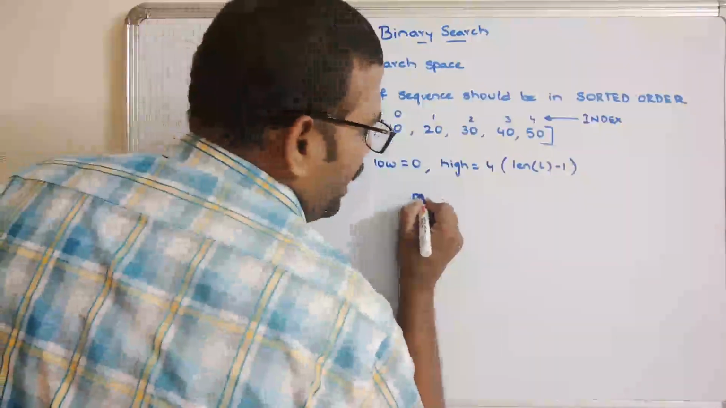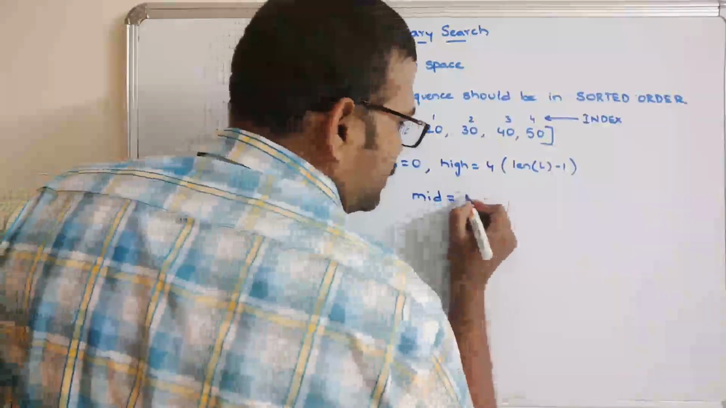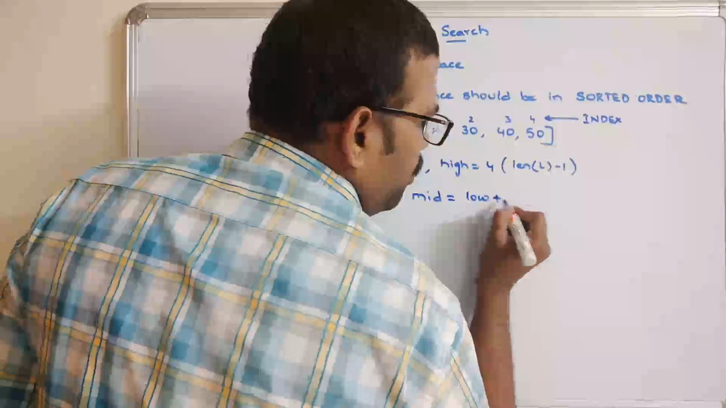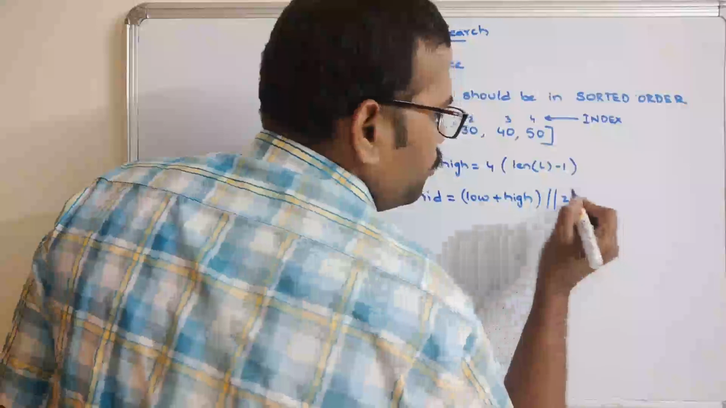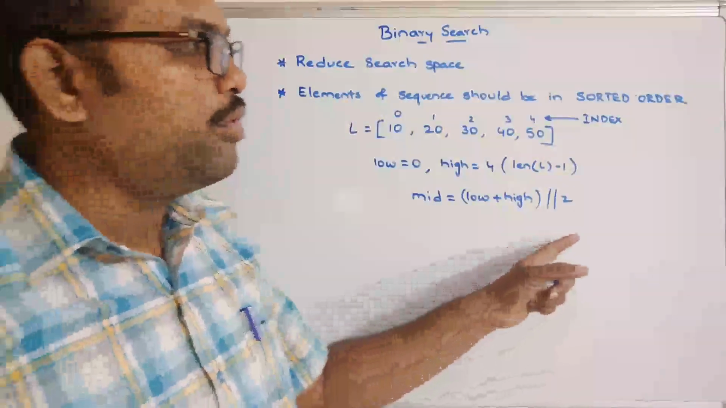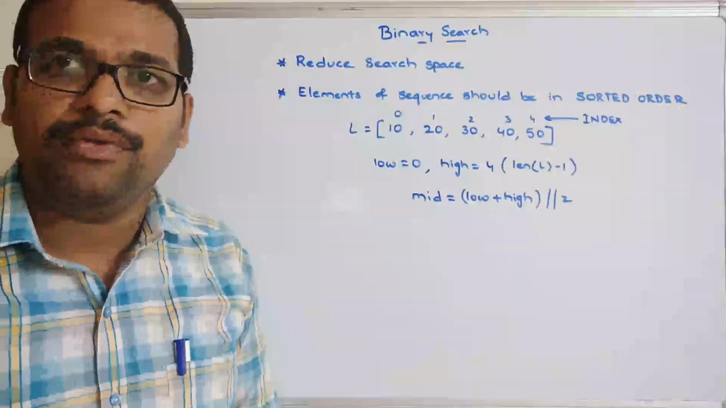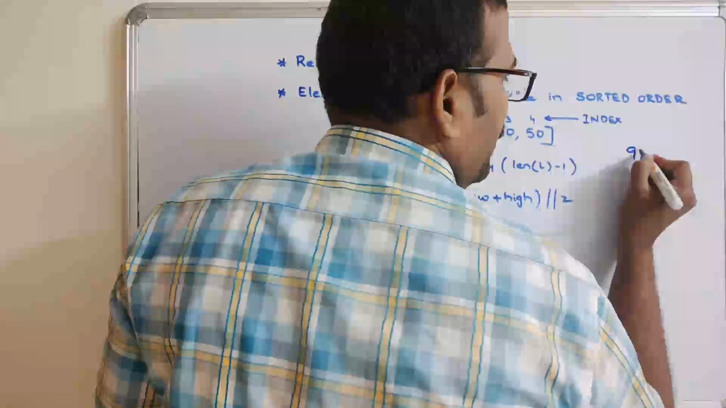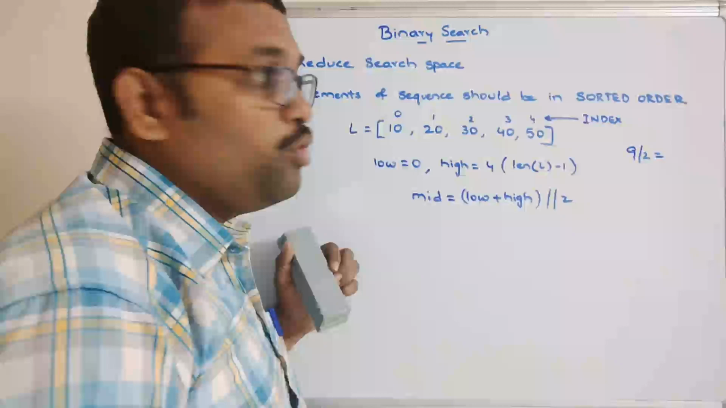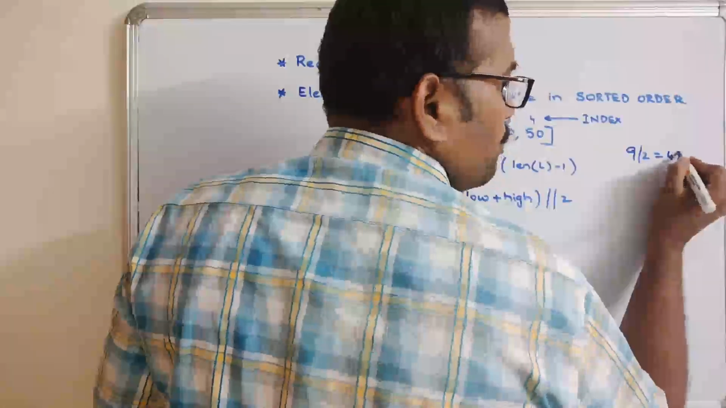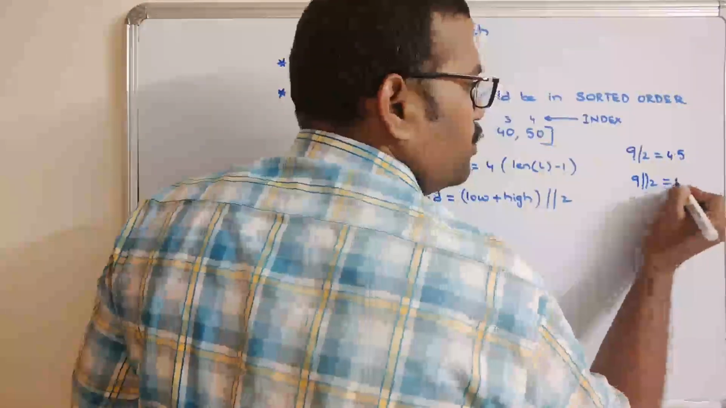Then we have to calculate the middle element. What is the middle element? How can we get it? Middle element is equal to low index plus high index, divided by 2. Here I am using the floor division operation. If you use normal division, we may get a float value, right? For example, 9 divided by 2 gives 4.5. If it is floor division, 9 floor division of 2, it will be 4.